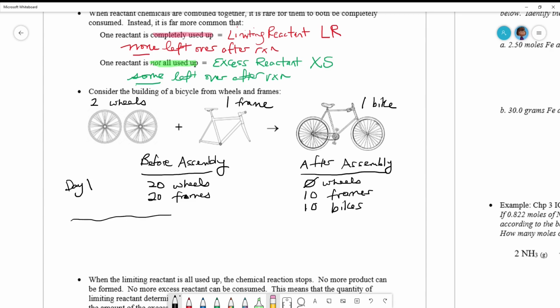Now, in this example here, since all the wheels were used up, that means the wheels were acting as the limiting reactant. And in contrast, since we had some frames left over, the frames were the excess reactant. We had too many frames for the number of wheels that were provided.